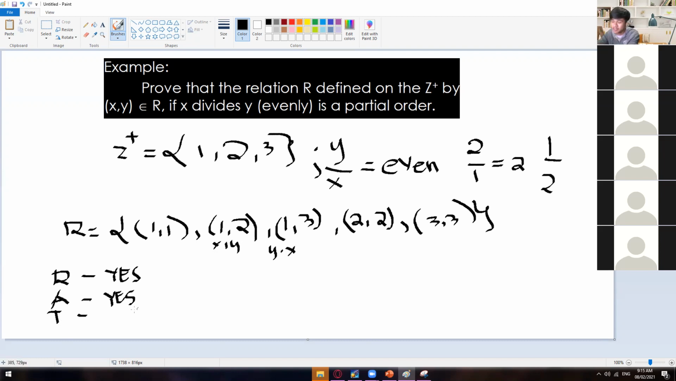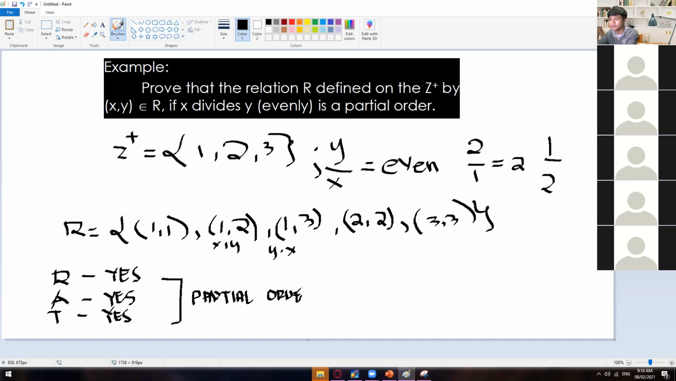All right. How about transitive? Yes, so yes, transitive also. We have 1, 1, 1, 2. We also have 1, 2. What else? 1, 2, and then 2, 2. We also have 1, 2, which is this one. So as you can see, this one is a partial order. If all of those are yes, then you could say that this one is a partial order.